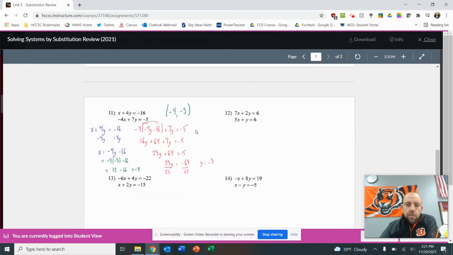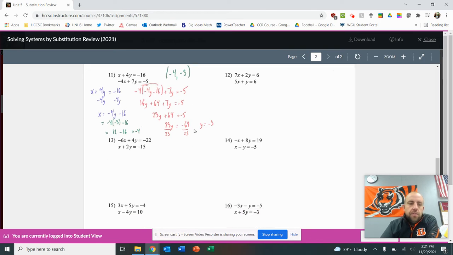Now, the second part of it is a little bit tougher. Okay, you're going to have two equations that are both in standard form. So like on number 11 here, we got x plus 4y is equal to negative 16, and negative 4x plus 7y is equal to negative 5. So we still would like to solve this by substitution. So really it's going to be up to us to try to figure out how we can do that.